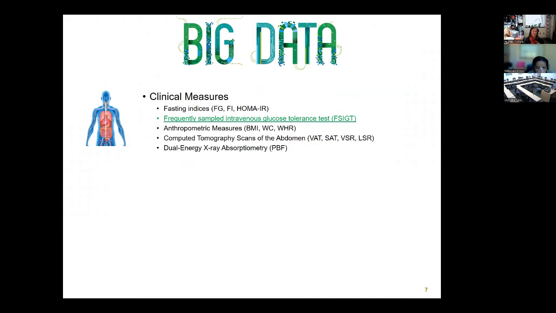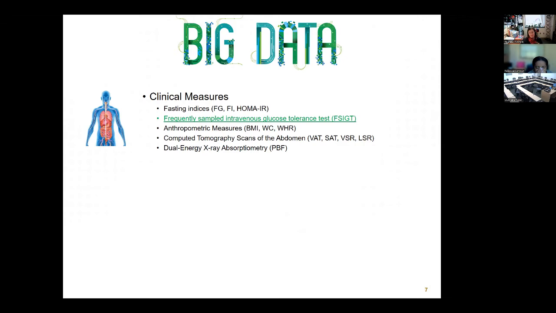In order to assess insulin resistance in our study population, we've taken two complementary approaches. The first is to assess fasting indices of glucose homeostasis, which include fasting glucose, fasting insulin, and then using those two measures to create the homeostatic model assessment of insulin resistance. All of these we refer to as our basal measures of insulin resistance. These measures mirror what is readily available in large epidemiologic studies, and so they give us a foundation for comparison.